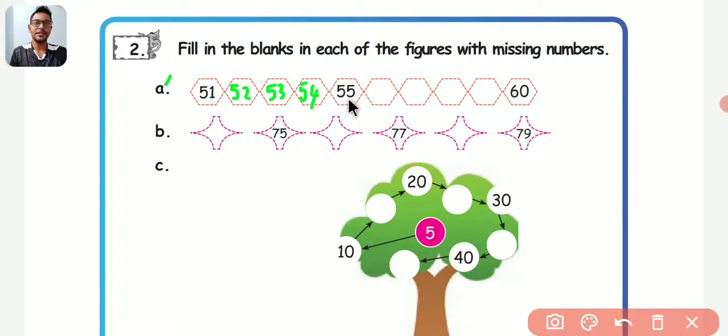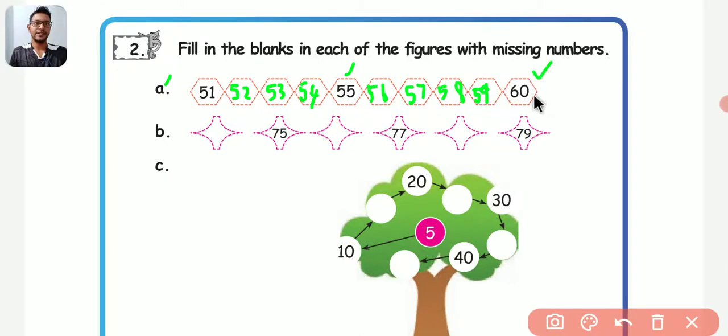What is the next number to 55? 56, 57, 58, 59, then 60. Now the sequence is completed: 51, 52, 53, 54, then 55, 56, 57, 58, 59, 60.